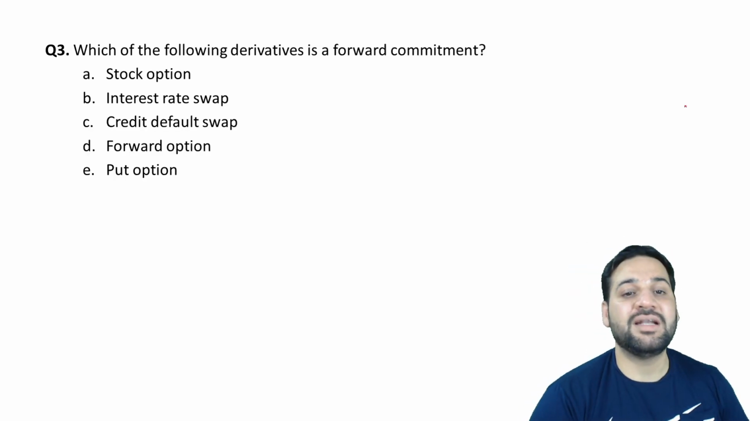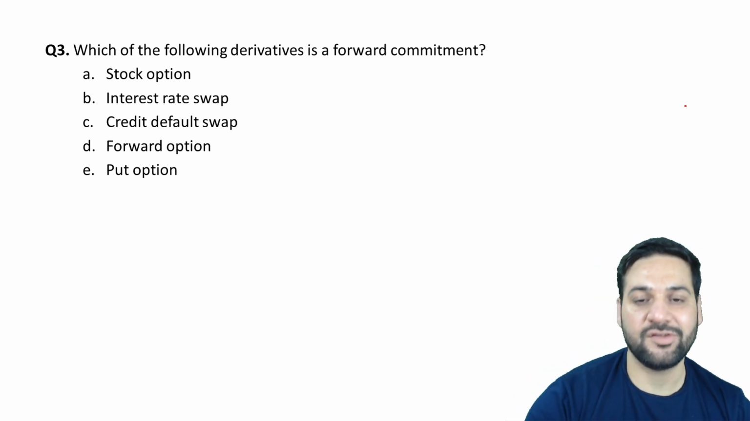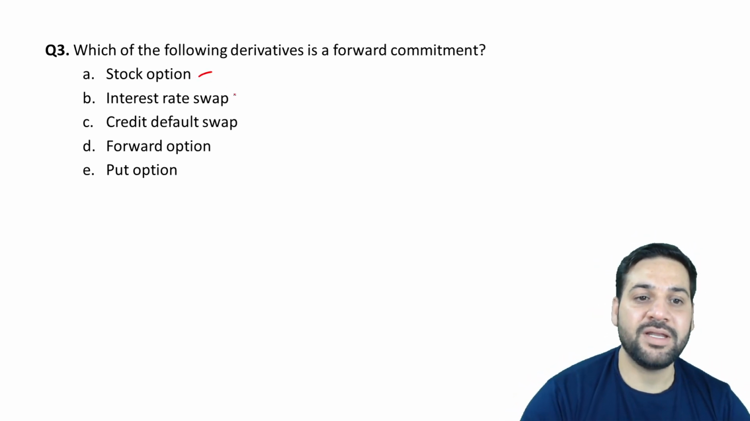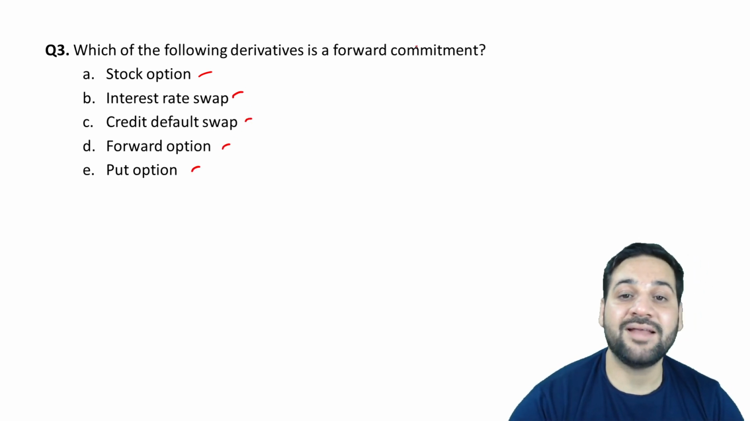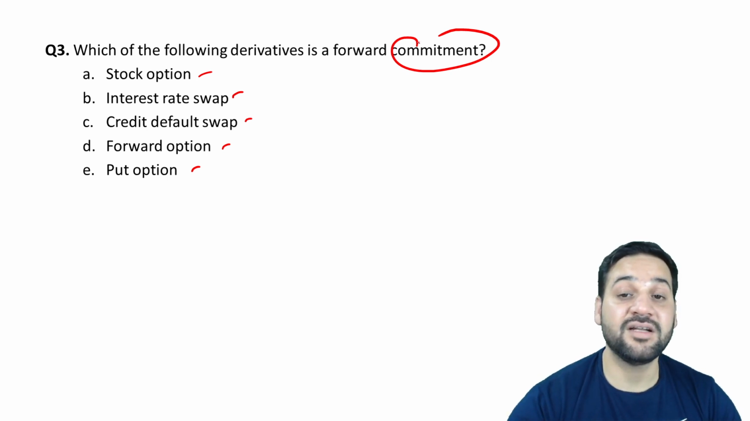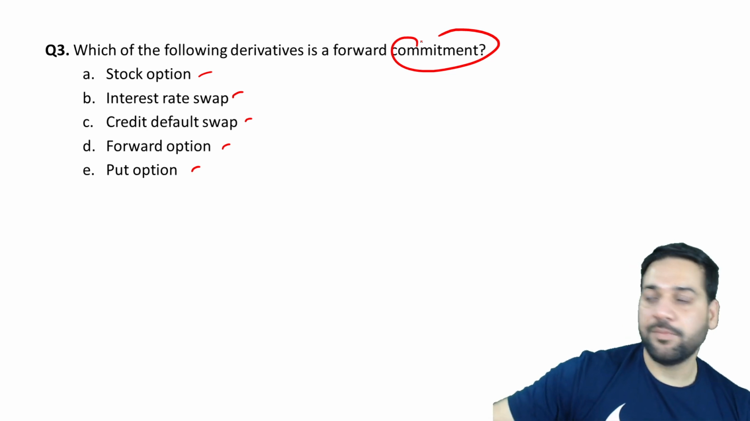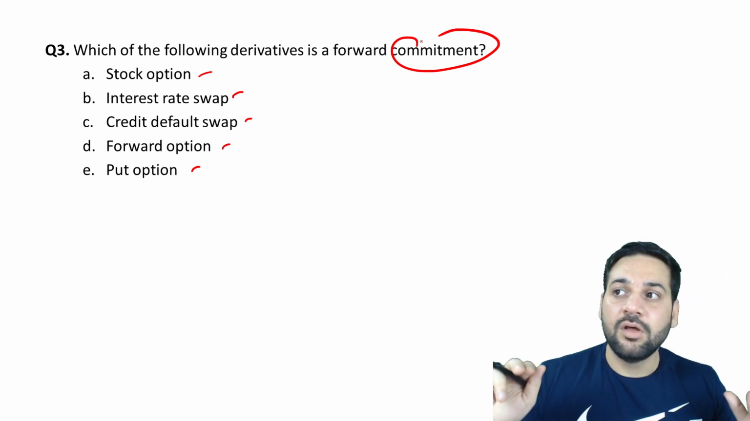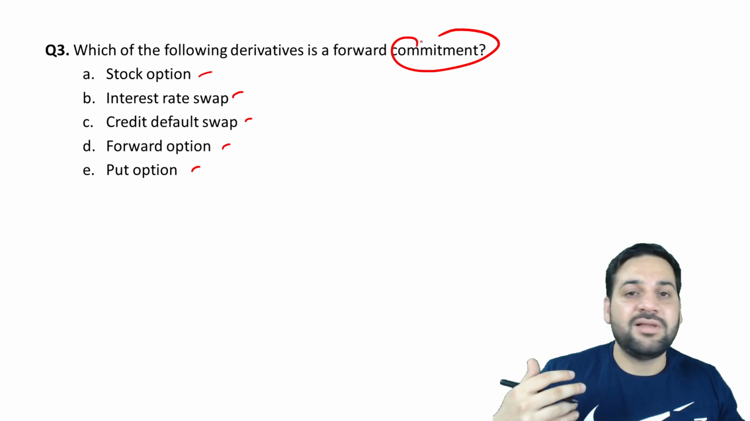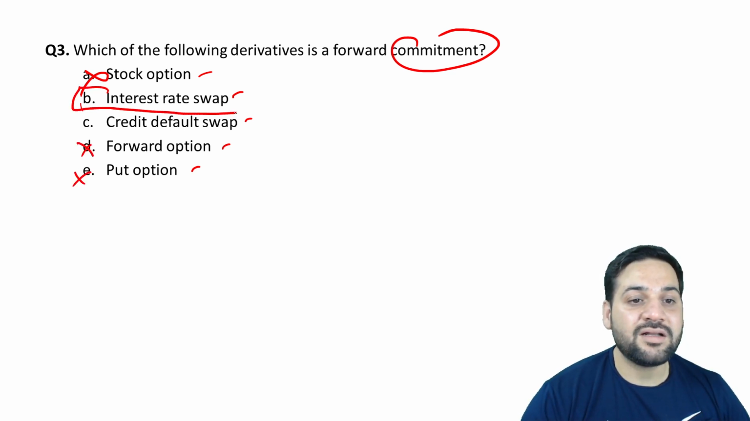Which of the following derivatives is a forward commitment? Stock option, interest rate swap, credit rate swap, forward option, put option. As I said, commitment, not option. This is an option. You bought an option to buy a share at the rate of 50. You can exercise this option or you can just let it go. So the options are cancelled first. Option is gone.